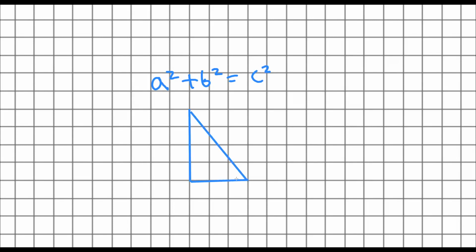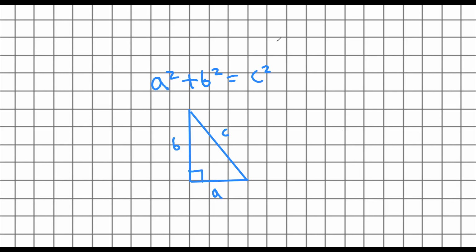So in a right triangle, I've got a squared plus b squared equals c squared, and a, b, and c are my sides. That is the Pythagorean theorem. It is a way to predict the side lengths of a right triangle, a right triangle being one with a 90-degree angle.